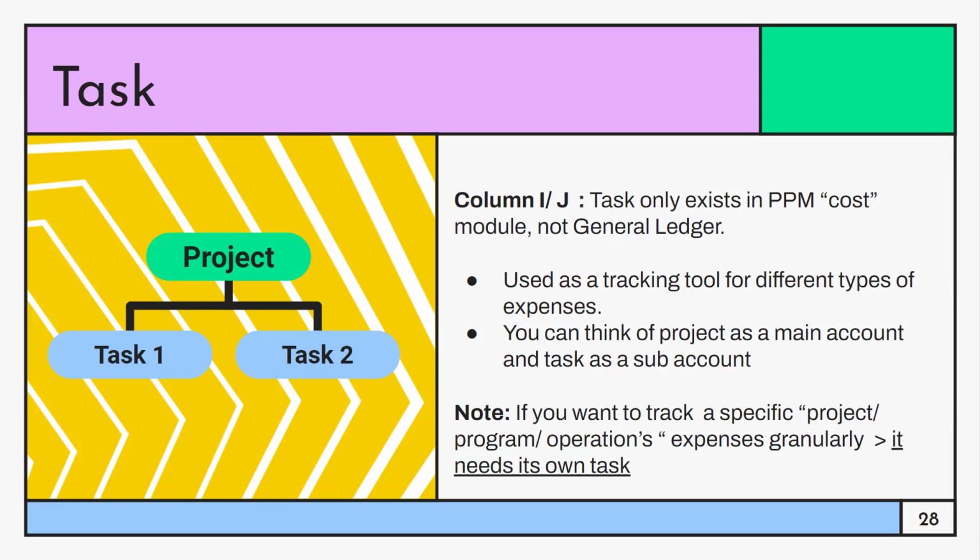Something that's helpful is that you can think of a project as a main account and a task as a sub account. So looking at the image here on the left, you have the flow chart of the tasks flowing up into the same project. So something to know is if you want to be able to get a report that specifically tracks something that your office is doing, whether it be an activity, a program, an operation, etc., if you want to be able to pull those expenses out on their own and separate them out from the rest of the expenditures you want to do, you do need to make sure that they have their own task in order to do that.